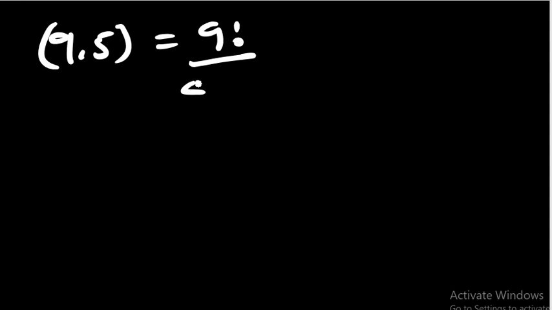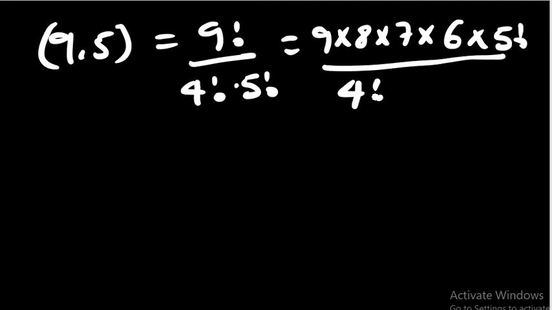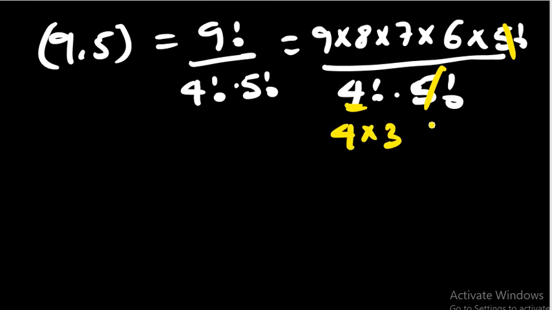So when you do 9 combination 5, it will be 9 factorial over 9 minus 5, which is 4 factorial, times 5 factorial. That is 9, 8, 7, 6, then 5 factorial, divided by 4 factorial times 5 factorial. Then we can simplify here. 5 factorial with 5 factorial, and 4 factorial means 4, 3, 2. Then 4 times 2 will be 8. It will cancel out the 8, and by 3 this will be 3. So 3 times 7 is 21, times 6 will be 126.